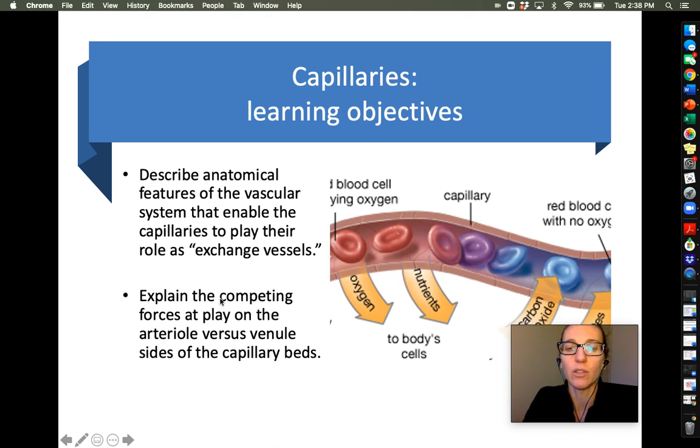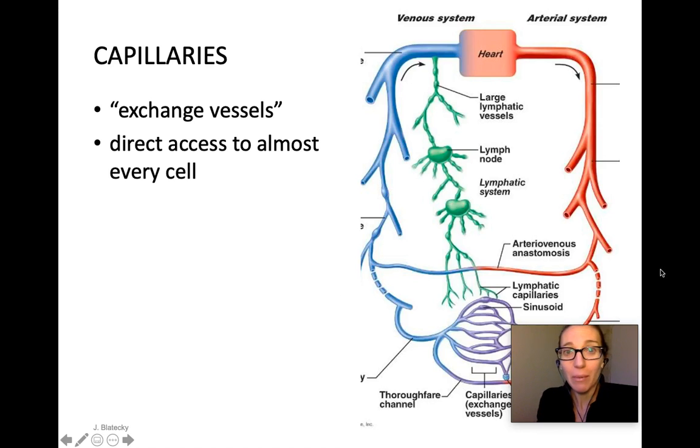this exchange occurs. And so what are the competing forces that are at play on the arterial side of the capillary bed versus the venous or venule side of the capillary bed? What drives those forces and how do they help explain the pushing and pulling actions that we see in these capillary beds?